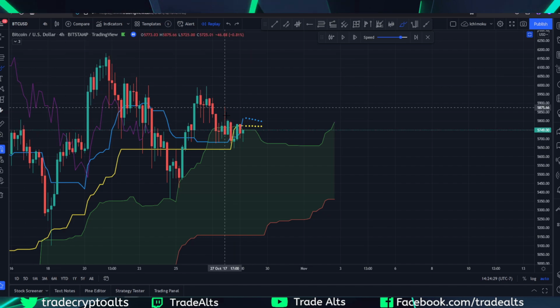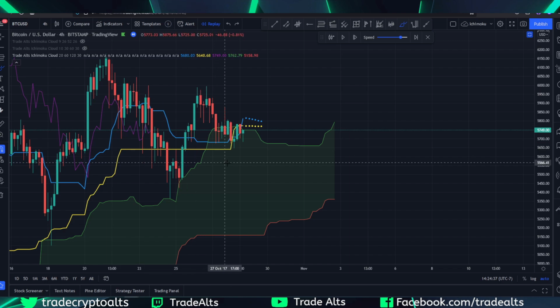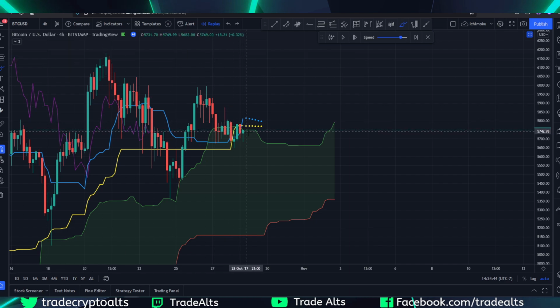So if you're being real strict about it, this is your exit. Let me make sure. So your Tenkan is at 57.09, your Kijun, yes. So you did have a bearish TK cross here. Your exit would be right here.